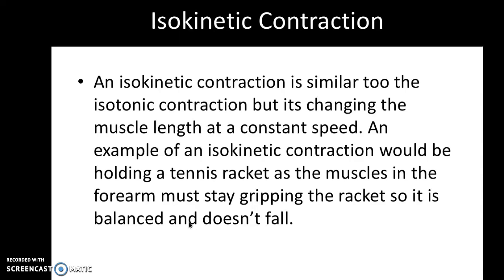An isokinetic contraction is similar to the isotonic contraction, but it's changing the muscle length at a constant speed. An example of an isokinetic contraction would be holding a tennis racket, as the muscles in the forearm must stay gripping the racket so it balances and doesn't fall. So as it contracts at the same rate, the muscle doesn't actually change length.